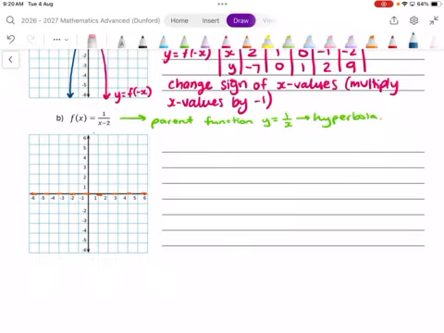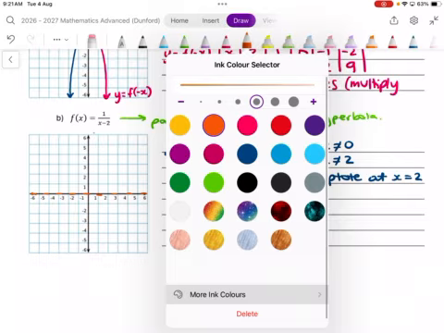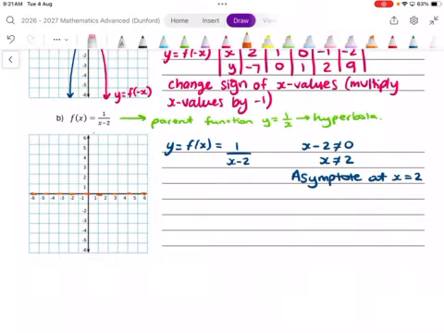So for y equals f of x equals 1 over x minus 2, what can x not equal? So x minus 2 can't equal 0, so x can't equal 2. So we have an asymptote at x equals 2. We need to draw that on. We can do a table of values, but we can just do it on our graph.